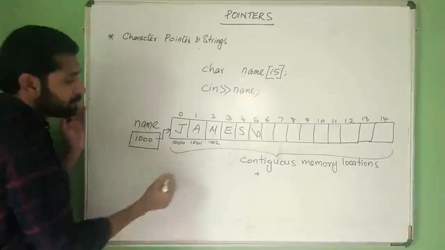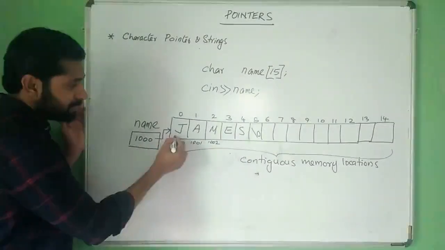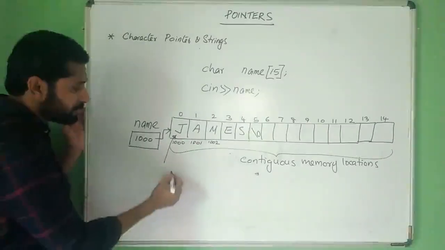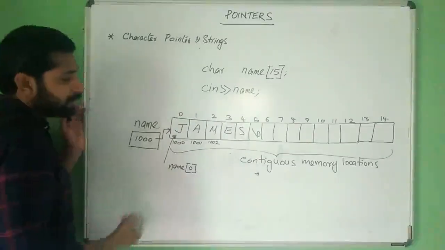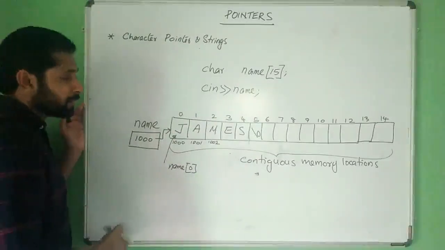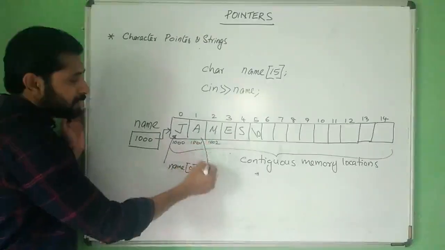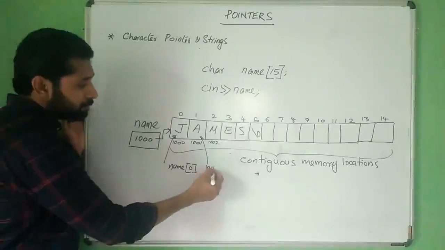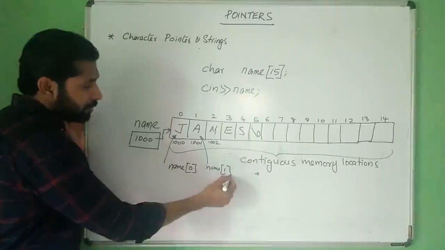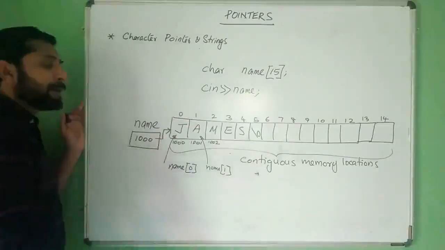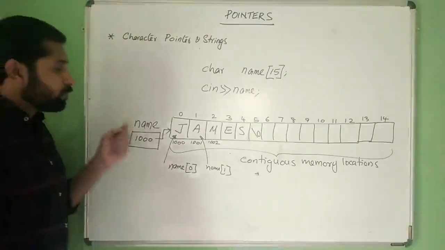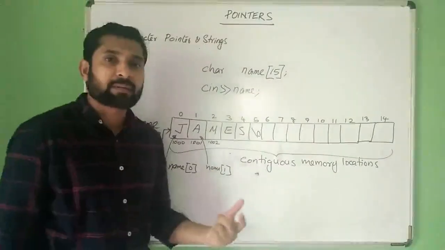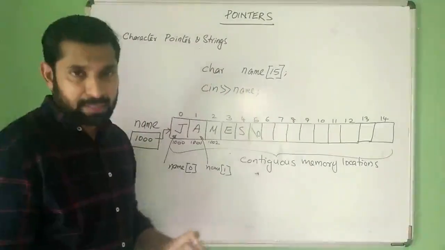Now this location can be accessed using name of 0. Name of 0 means J. Name of 1 is A. So this name itself is a pointer. While using this array for handling strings, it has some limitations.